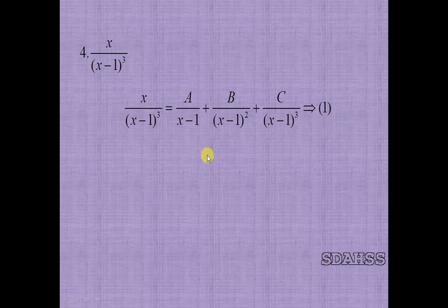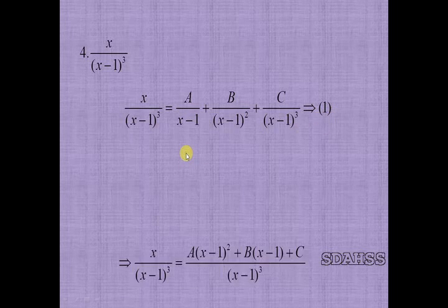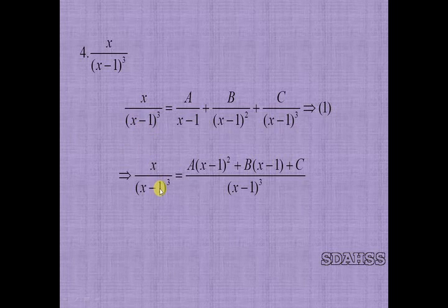Then mark it as equation 1. Take the LCM. The left hand side you keep as it is, and on the right hand side the LCM is (x - 1) whole cube. The highest power is the LCM, so (x - 1) whole cube. Now compare the denominators.